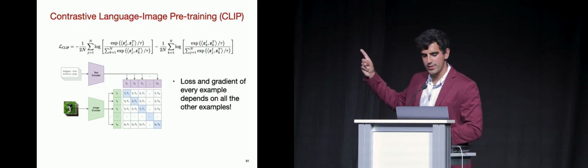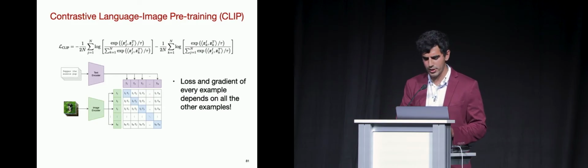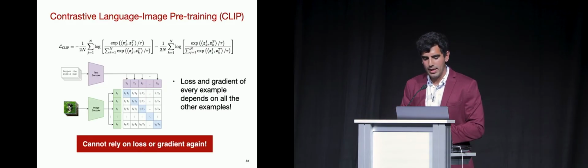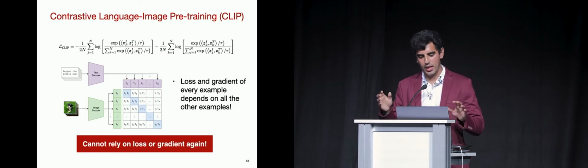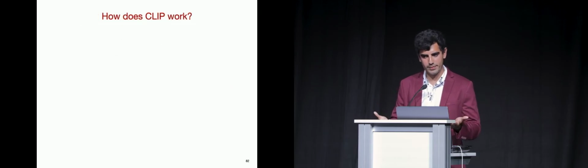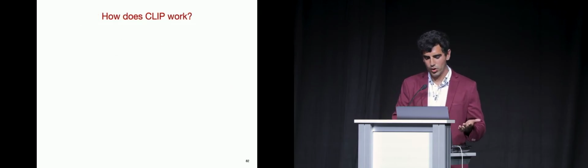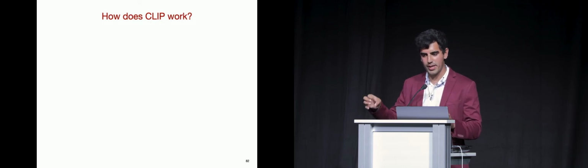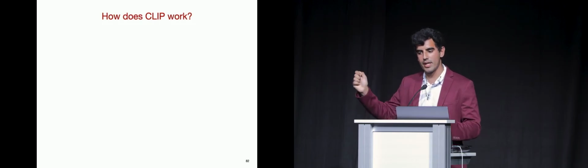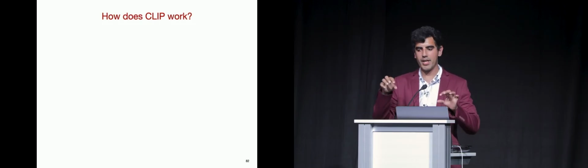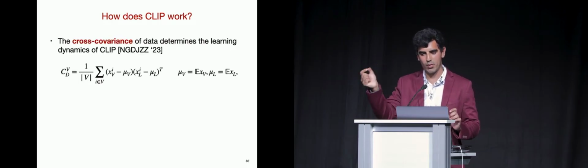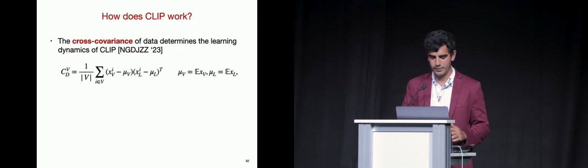This is the CLIP loss function. I know it looks a little confusing, so I'll also show the visual depiction we had earlier. Let's take a second and try to guess why gradient matching might not work here. As is probably obvious by now, since, like contrastive learning, the loss and gradient of every example depends on every other example, you can't rely on gradients to identify how important a given example is. Same problems as contrastive learning.